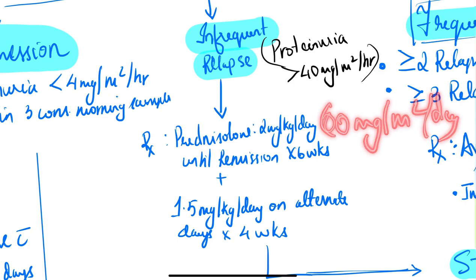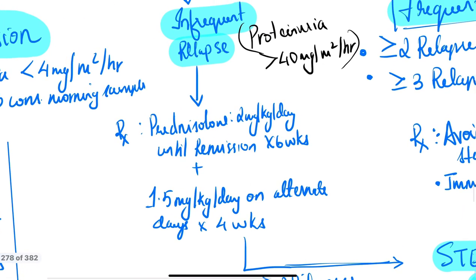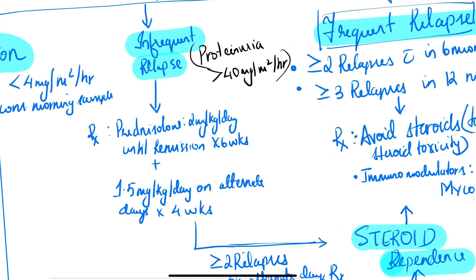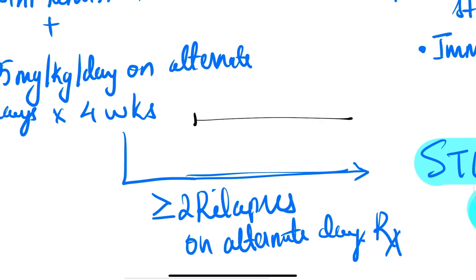That's again for 6 weeks. Same thing, this is for 6 weeks itself. But the 1.5 mg per kg per day is for only 4 weeks. So initially it was 6 plus 6, but after this infrequent relapse you give it only for 4 weeks, on alternate day treatment. That is 1.5 mg per kg per day on alternate day treatment for 4 weeks. So what is alternate day treatment? One day I'll give the child steroids, one day I won't give the child steroids. One day I'll give, one day I won't give. That's alternate day. Like this it goes for 4 weeks.